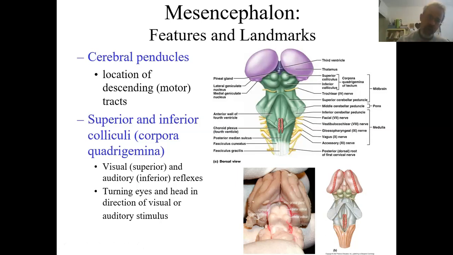So what does that mean? Well, I already mentioned that the visual cortex is in the back of the brain, and that's where the images are actually projected. But the reflexes here are referring to, for example, visual reflexes, when you see something that attracts your attention and you turn your head. Auditory reflexes are when, for example, someone's playing music on the left and you turn your head to the left, it's automatic. So these are turning our head in response to visual or auditory stimulus.